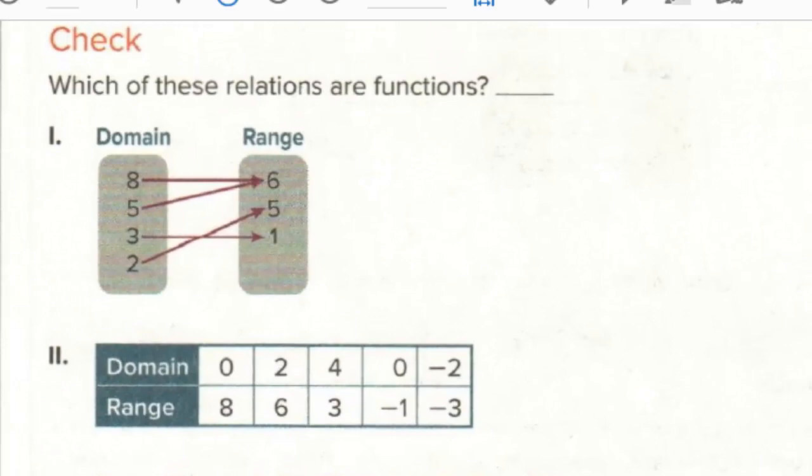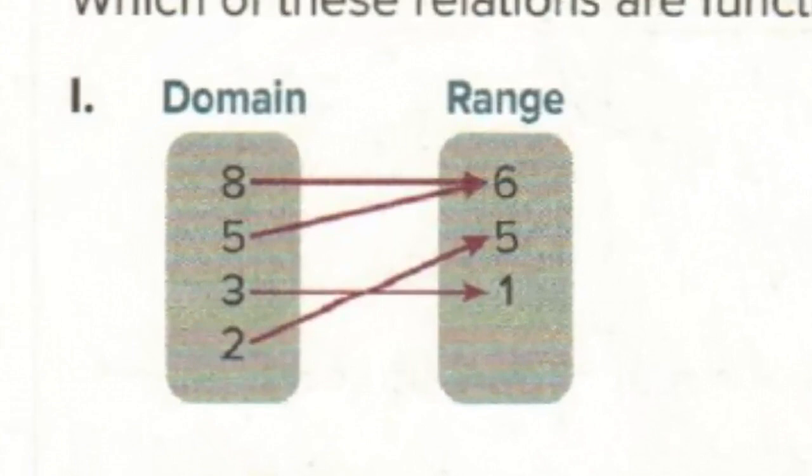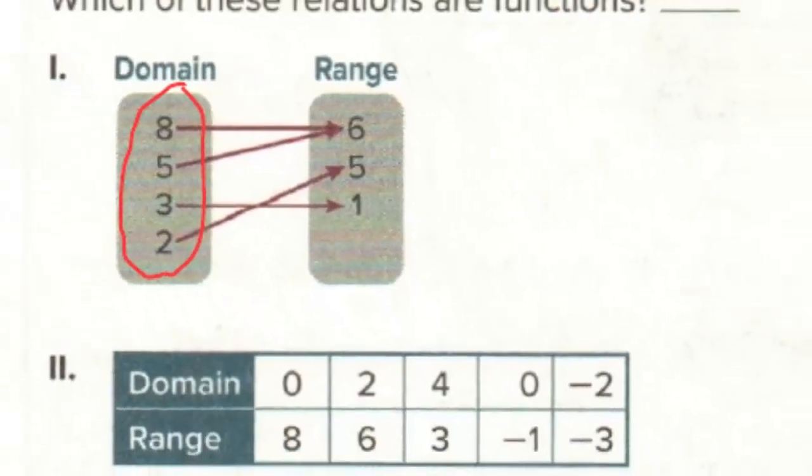Okay, for this one, they want to know again which of these relations are functions. So if we look down the domain values here, we're looking for something that repeats first, and that will kind of pull our attention in. Once we see something that repeats, we check the range values. If the range values are different, then it's not a function. If the range values are the same, then it is a function. Now, since nothing in my domain really repeats, I don't really have a problem here. So this is going to be a function.